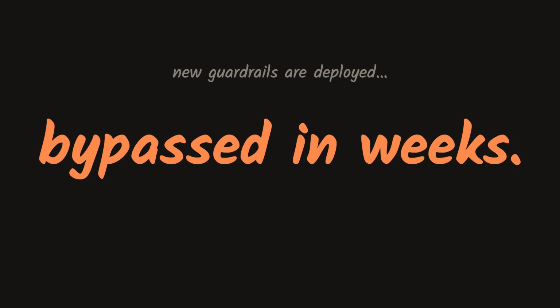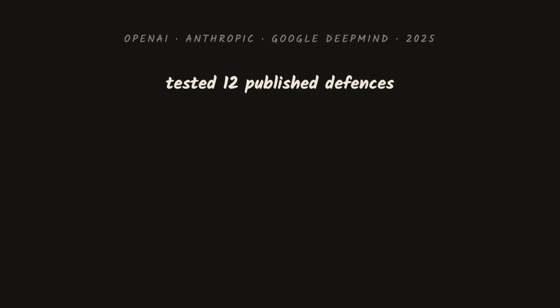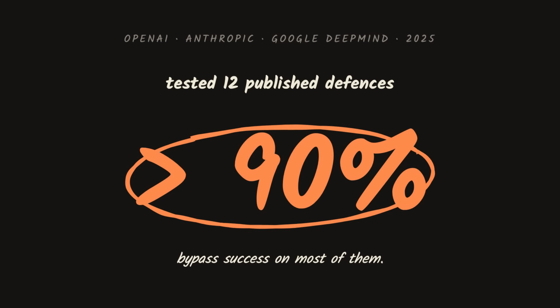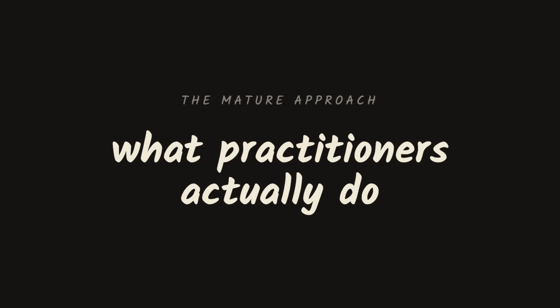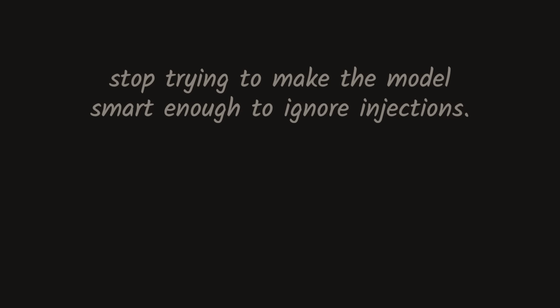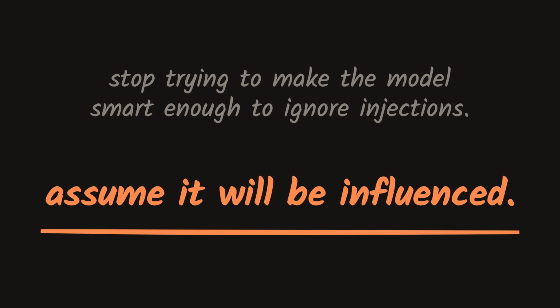These help. They raise the cost of attack, but researchers consistently find bypasses within weeks of new guardrails being deployed. A joint paper from OpenAI, Anthropic, and Google DeepMind last year tested 12 published defenses and bypassed all of them with over 90% success rate for most. The defenses slow things down. They don't stop things. So the mature approach, the thing actual practitioners will tell you, is this. Stop trying to make the model smart enough to ignore injections. Assume it will be influenced by whatever it reads. Instead, control what it can touch.